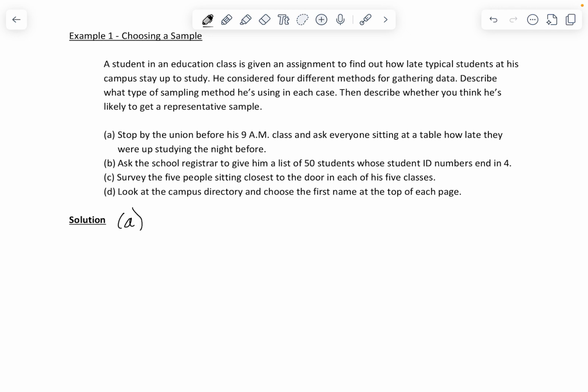For A, stop by the Union before his 9 a.m. class and ask everyone sitting at a table how late they were up studying the night before. Okay, this would be an example of a cluster sample. And that is because he is choosing all students in a particular place at a particular time.